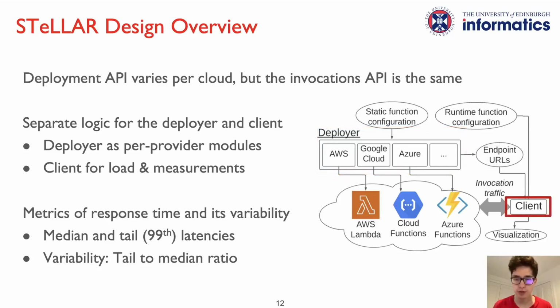After deploying the functions, one can run the STeLLAR client, which drives the load to these functions and measures their response time. In our experiments, we studied the distribution of the collected response times and measured the median and tail latencies in particular, where the tail is the 99th percentile. As a metric of variability, we use tail latency to median latency ratio, or tail to median ratio. So now, let us discuss the evaluation methodology in detail.